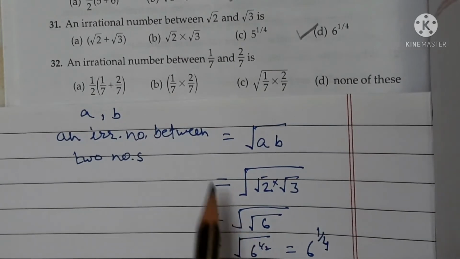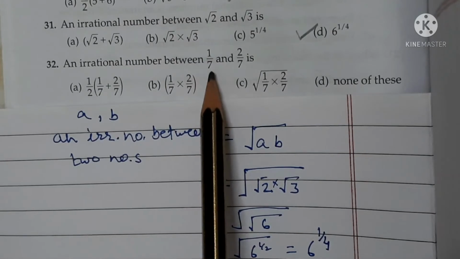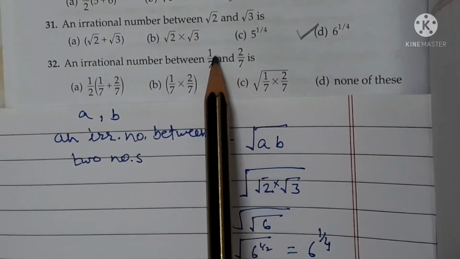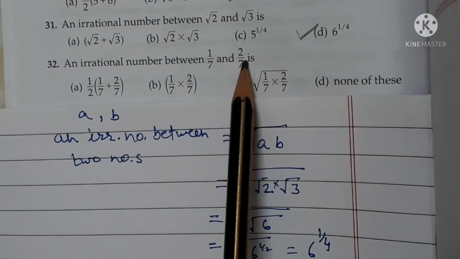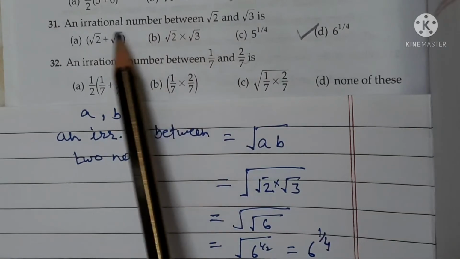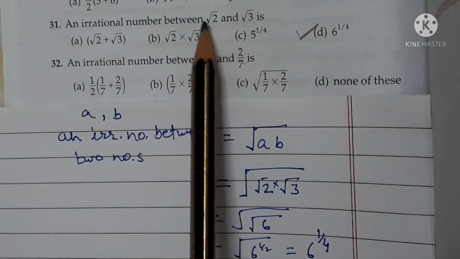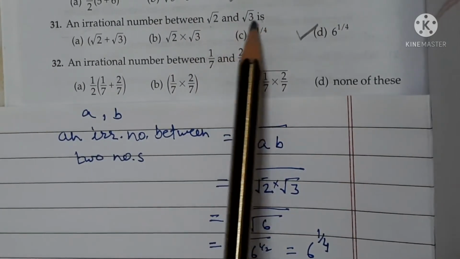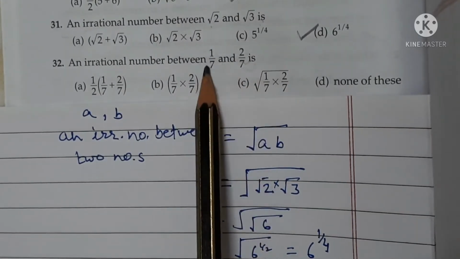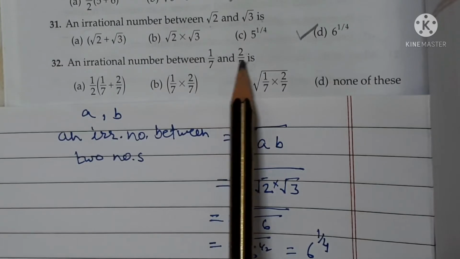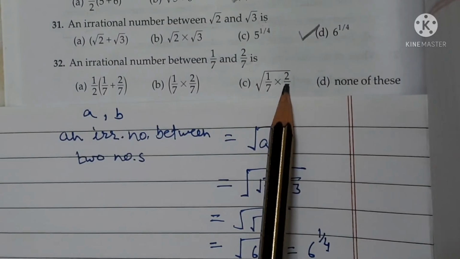Next, see this carefully. An irrational number between 1 upon 7 and 2 upon 7. Here these are not in under root. So here in this question, don't be confused from the before question, in which under root 2 and under root 3 were given. Here these numbers are without under root. So the irrational number between these two numbers will be under root of 1 upon 7 into 2 upon 7. Option C is correct.